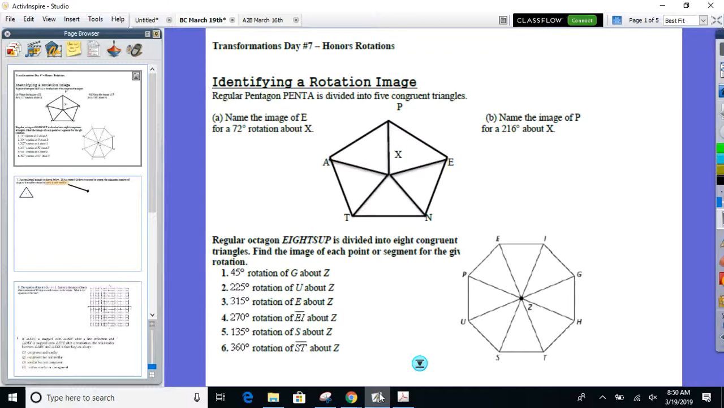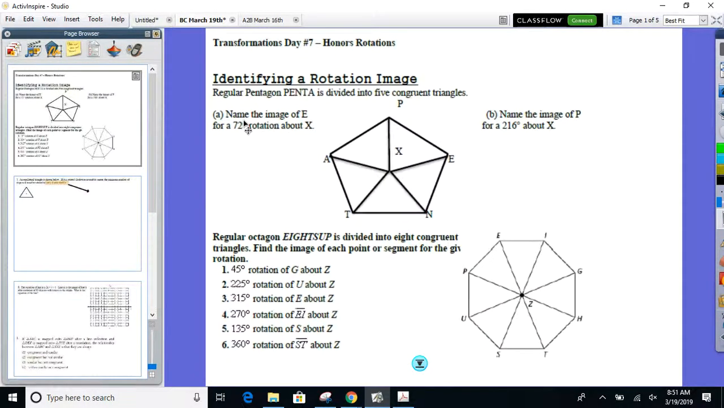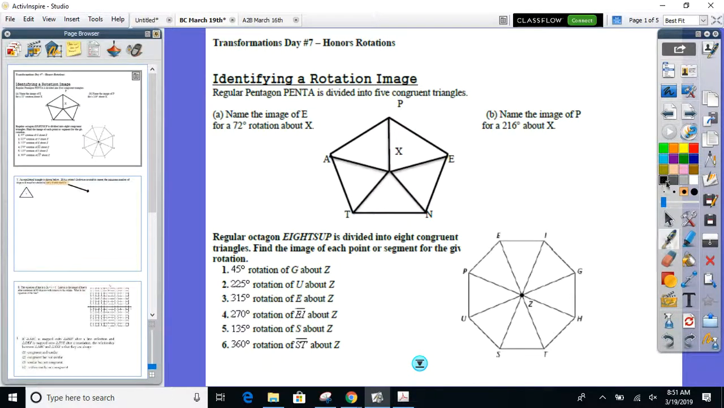I have regular pentagon PENTA, and it's divided up into 5 congruent triangles. Everyone see where point E is? I want a 72 degree rotation around point X. No quarter turn, so don't even think about turning your paper. Oh, I think this is about 72. No, it's not. All right, around point X. Well, first, 72. We going clockwise or counterclockwise? Positive 72. We're going counterclockwise.